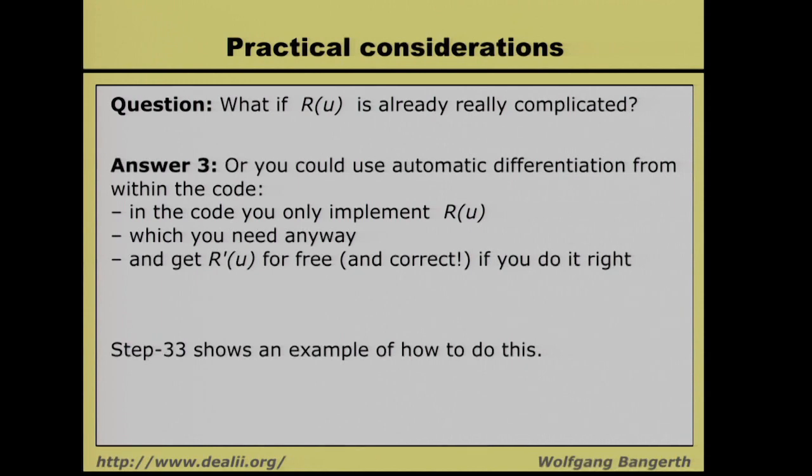I don't want to go into too many details here, but if you want to see how this works in practice, take a look at step 33. Step 33 deals with the Euler equations of gas dynamics. These are rather complicated equations, and all we need to do there is implement r of u, and we get r prime of u for free and correct in that case.